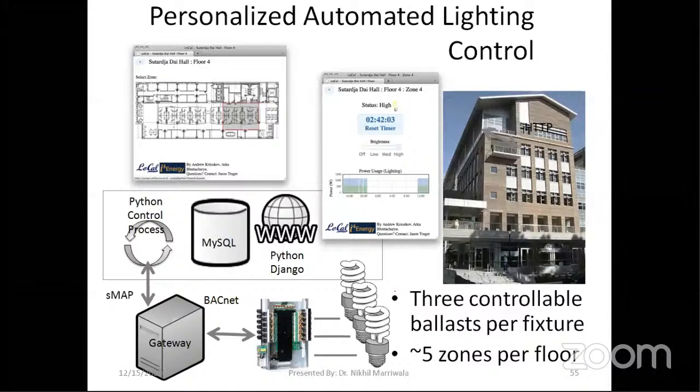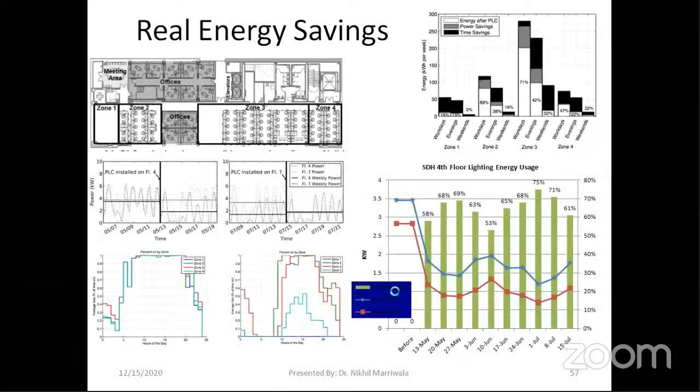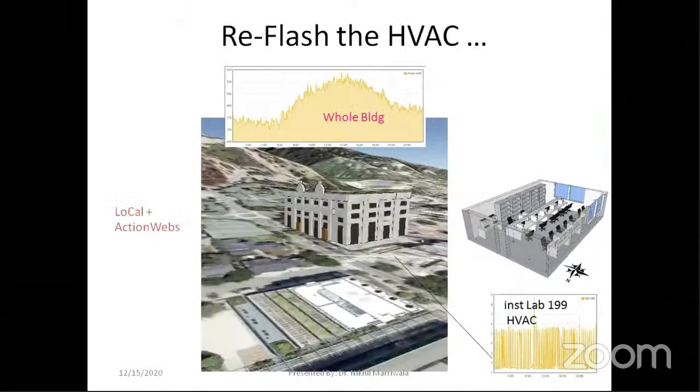So these are some of the real-time examples that we have for personalized automatic lighting control, and they are being utilized effectively. So we have a Python Django also being controlled, right? There are three controllable ballasts that need to be controlled in this. So 6,000 plus points in a modern building, 229 meters. There are different sensors, control outputs. So everything is monitored and controlled through different protocols.